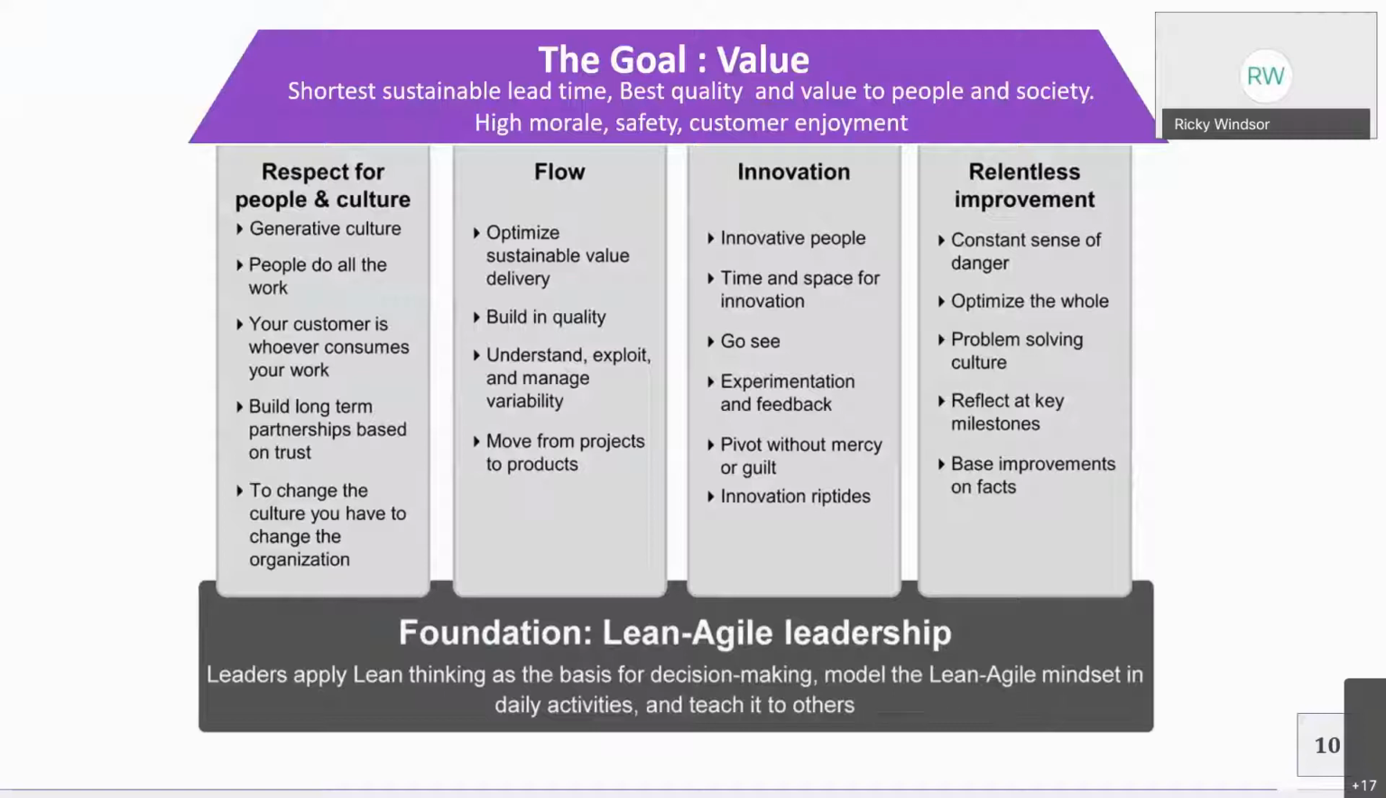So one of those pillars, respect for people and culture, is creating a generative culture. And what that means is people are more about accomplishments versus avoiding risk, right? And to do that, you have to understand that people do all the work, right? You may have phenomenal technology, however, people still have to support that technology to make it work correctly. We haven't quite hit that singularity aspect yet, right?